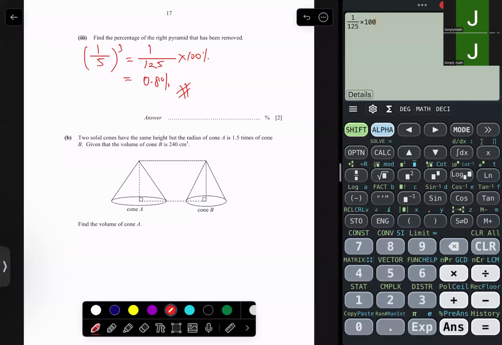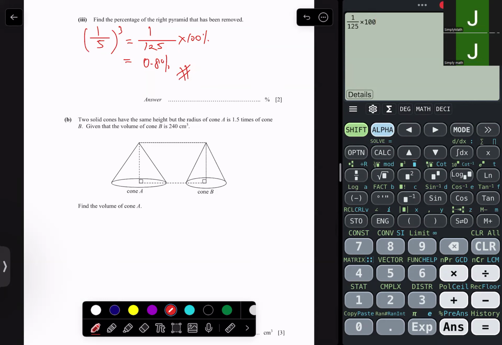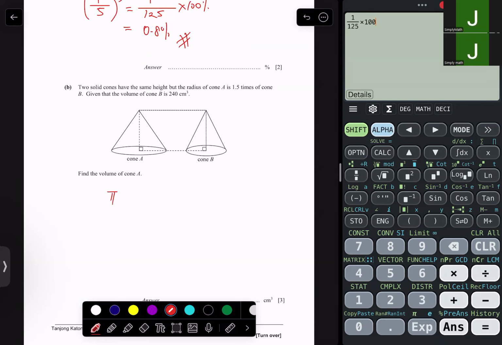Two solid cones have the same height, but the radius of cone A is 1.5 times that of cone B. Given that the volume of cone B is 240, find the volume of cone A. Okay, so, sorry, cone B volume equals 1/3 times pi times r squared times h. So 1/3 pi r squared h is equal to 240.